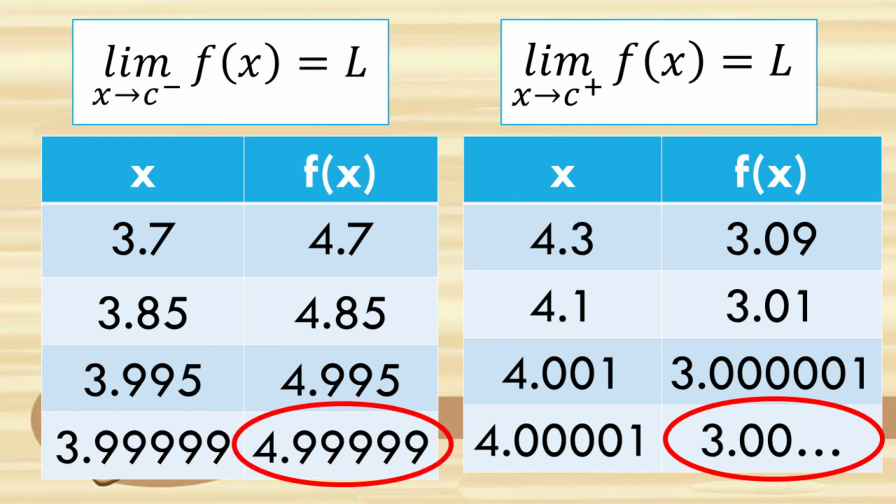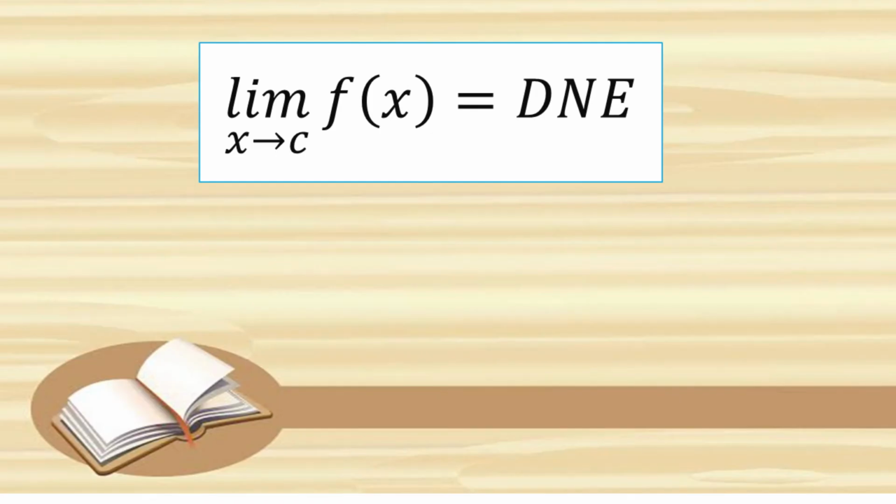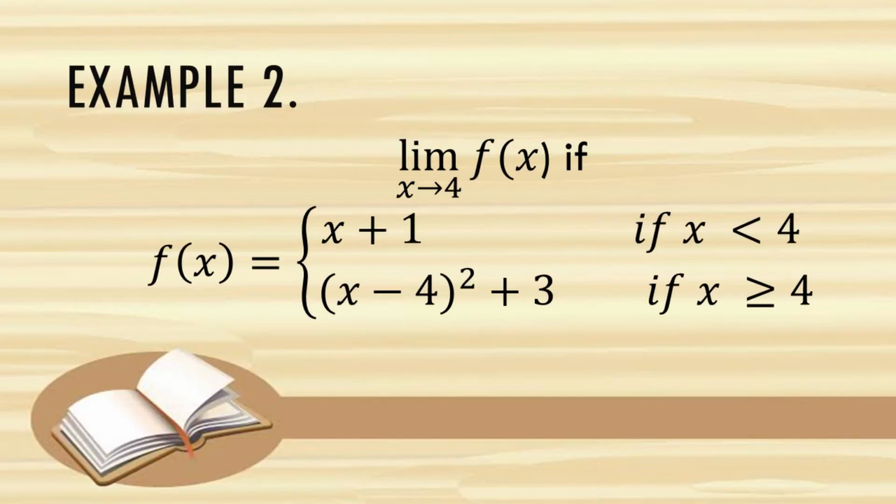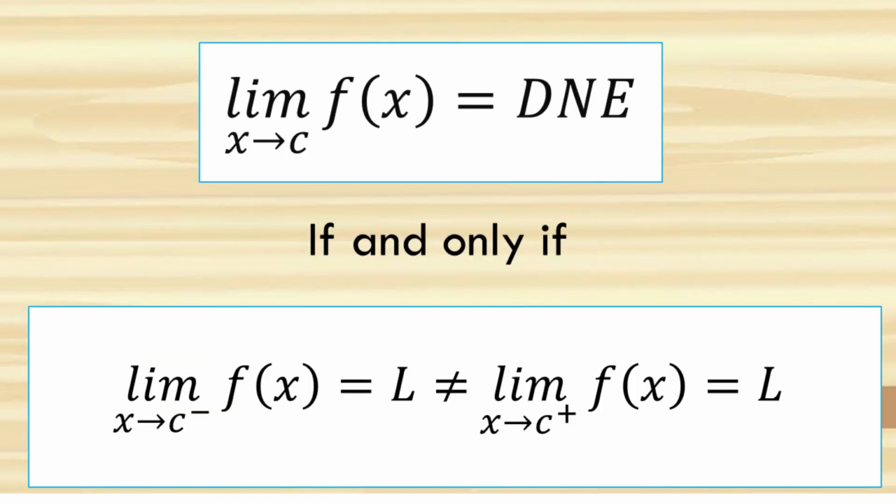Take note they are not equal. From this example, we can say that the limit does not exist if the limit of f of x as x approaches c from the left is not equal to the limit of f of x as x approaches c from the right. So the limit of the given piecewise function as x approaches c does not exist.